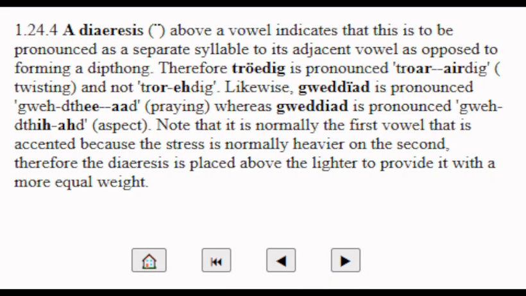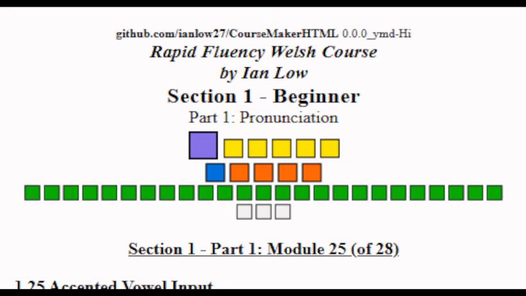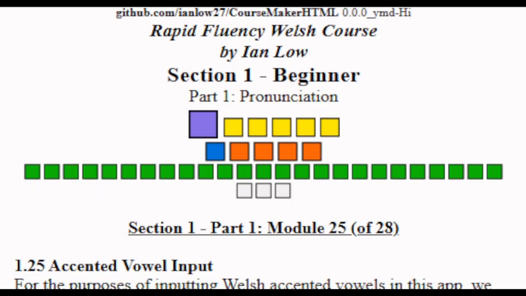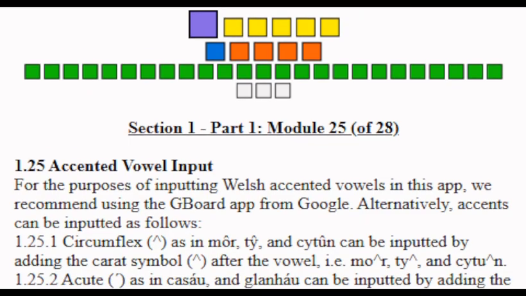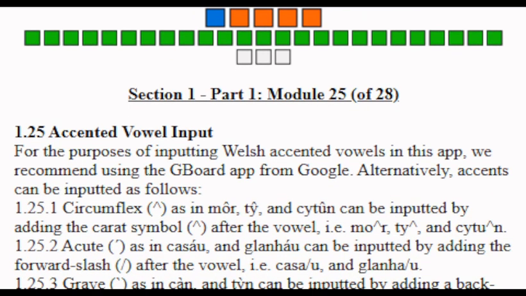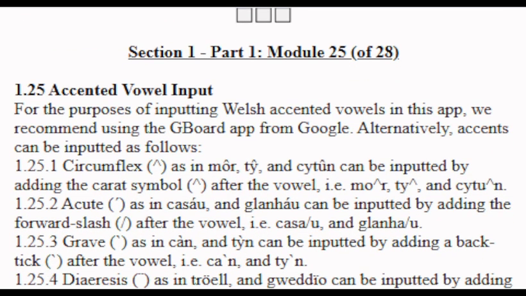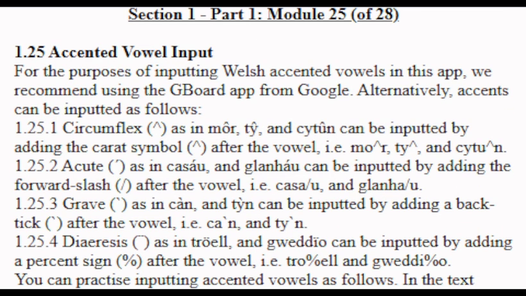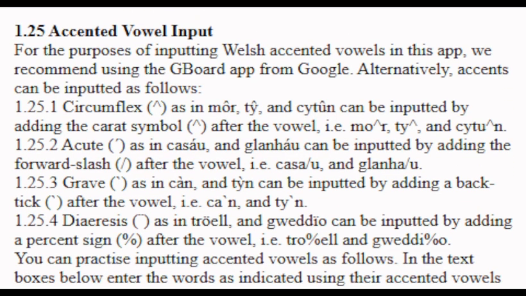So these are the Welsh accents. So moving on, I'll just click on the next button. And this takes us to module 25. And in this module, we don't have an audio recording. So I'll just be reading out the actual text in this module here, which is about accented vowel input.